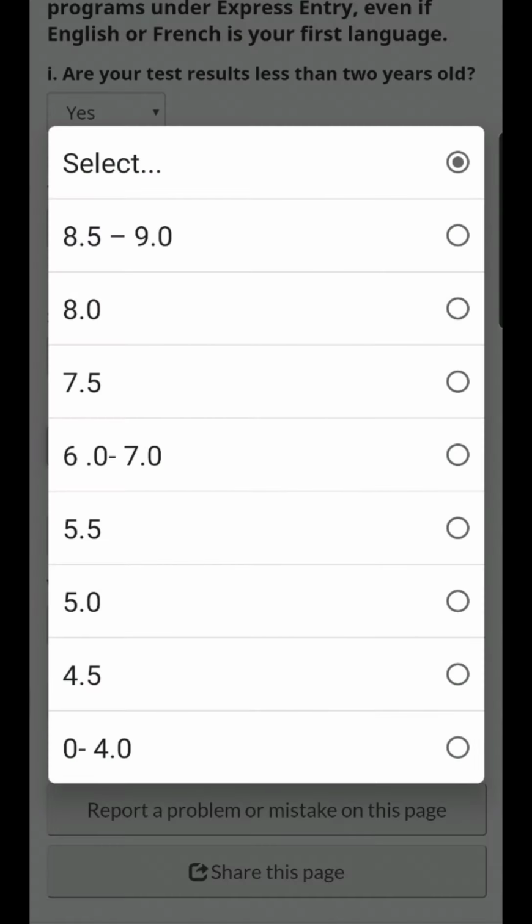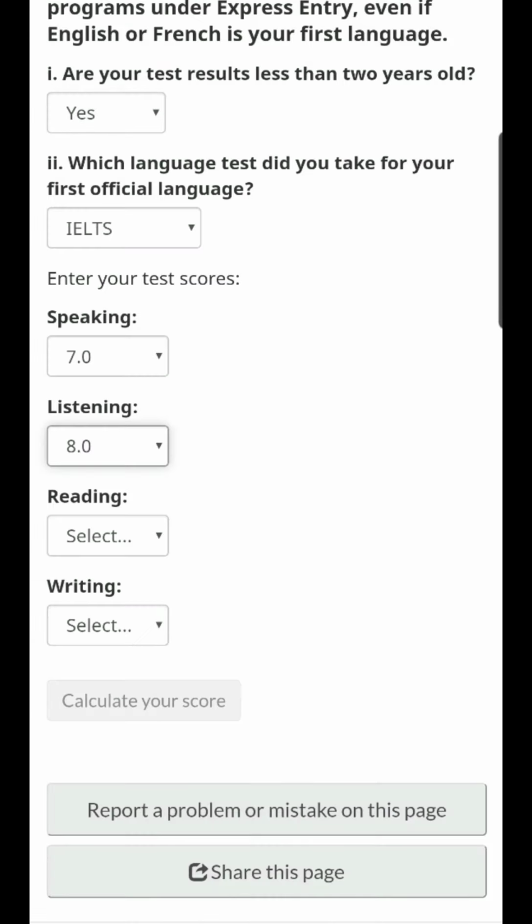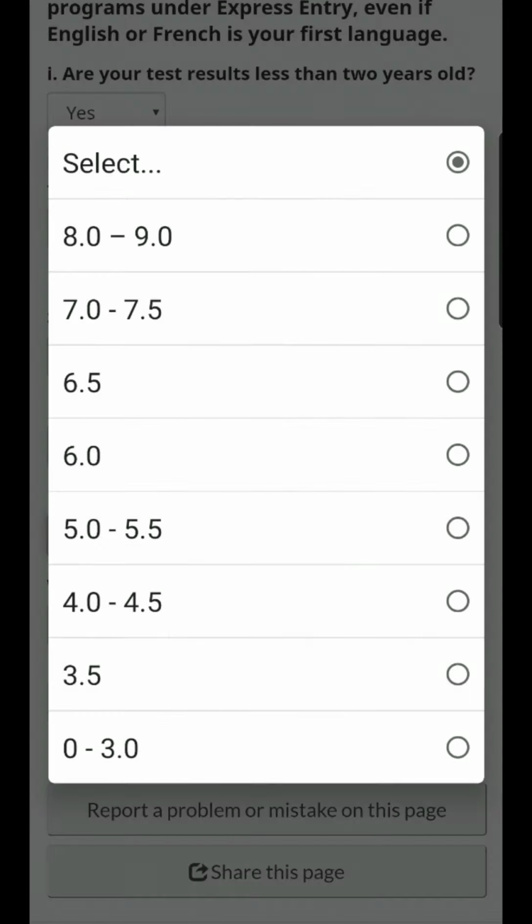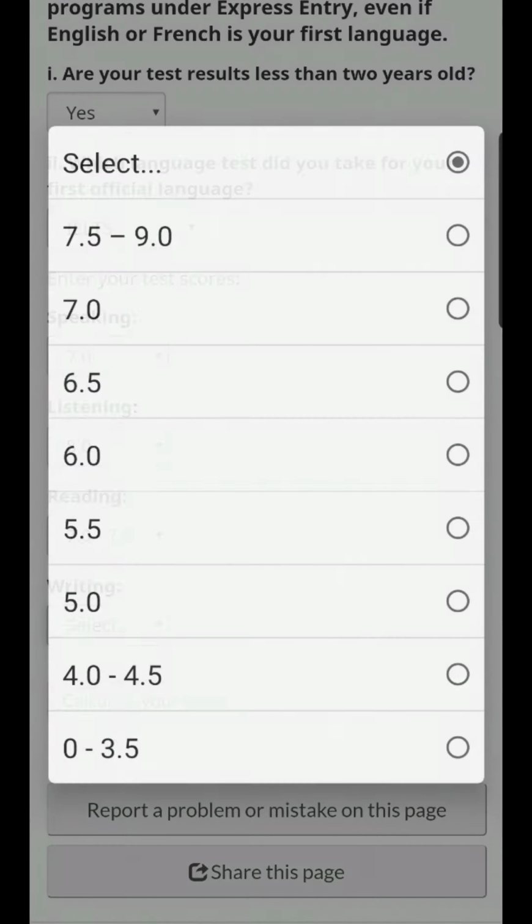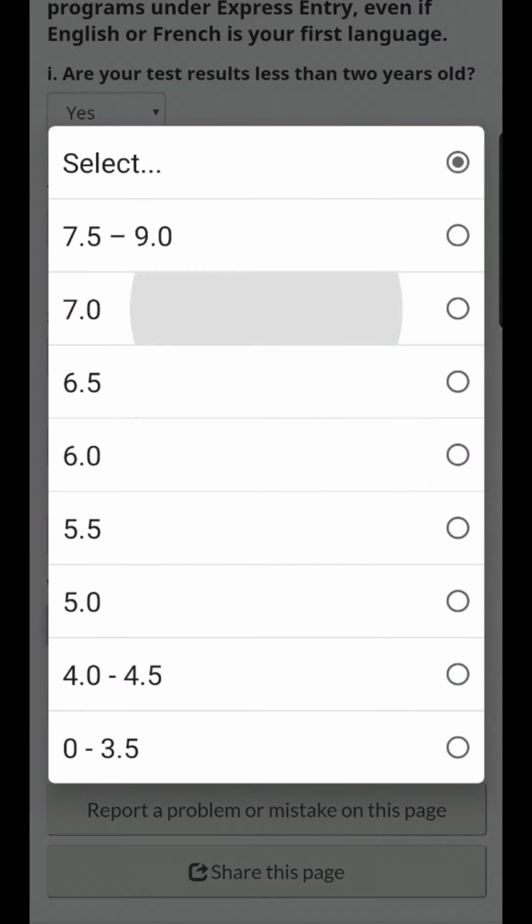Listening, I'll select 8.0. Listening is an important factor in the calculation of the CRS score. If you obtain listening 8 and other parameters 7, you will get a good CRS score. Then reading, I will select 7. Writing, I will select 7.